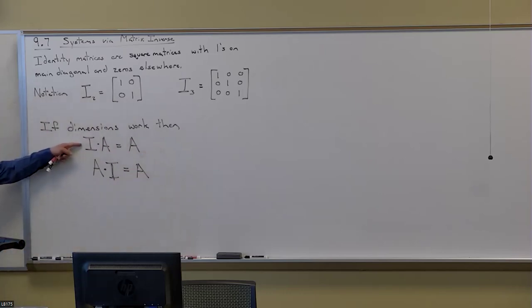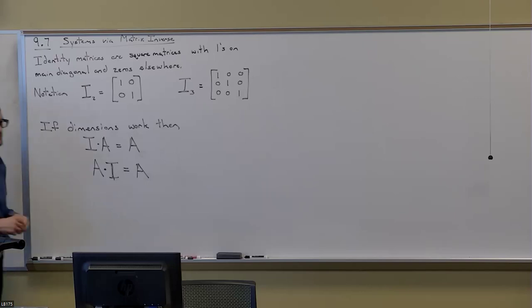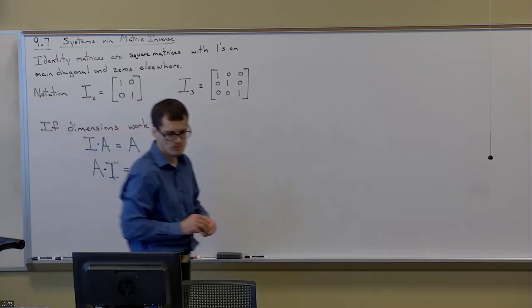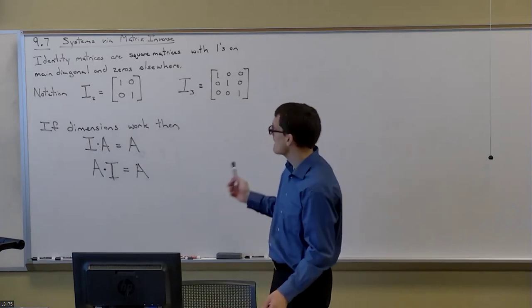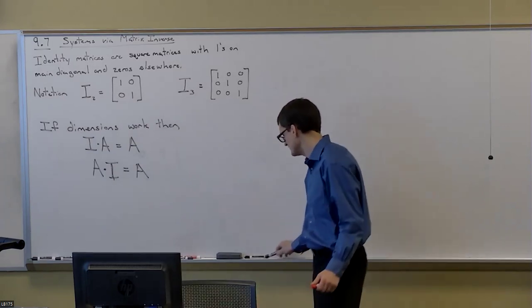Sometimes one of these will work because the dimensions in one direction work out fine, but the dimensions in the other direction don't. So that's what I want to say. That's why I wrote them as two separate things. If A is square, then both dimensions work, like we just had written on the board. All right, so that's the identity matrix.